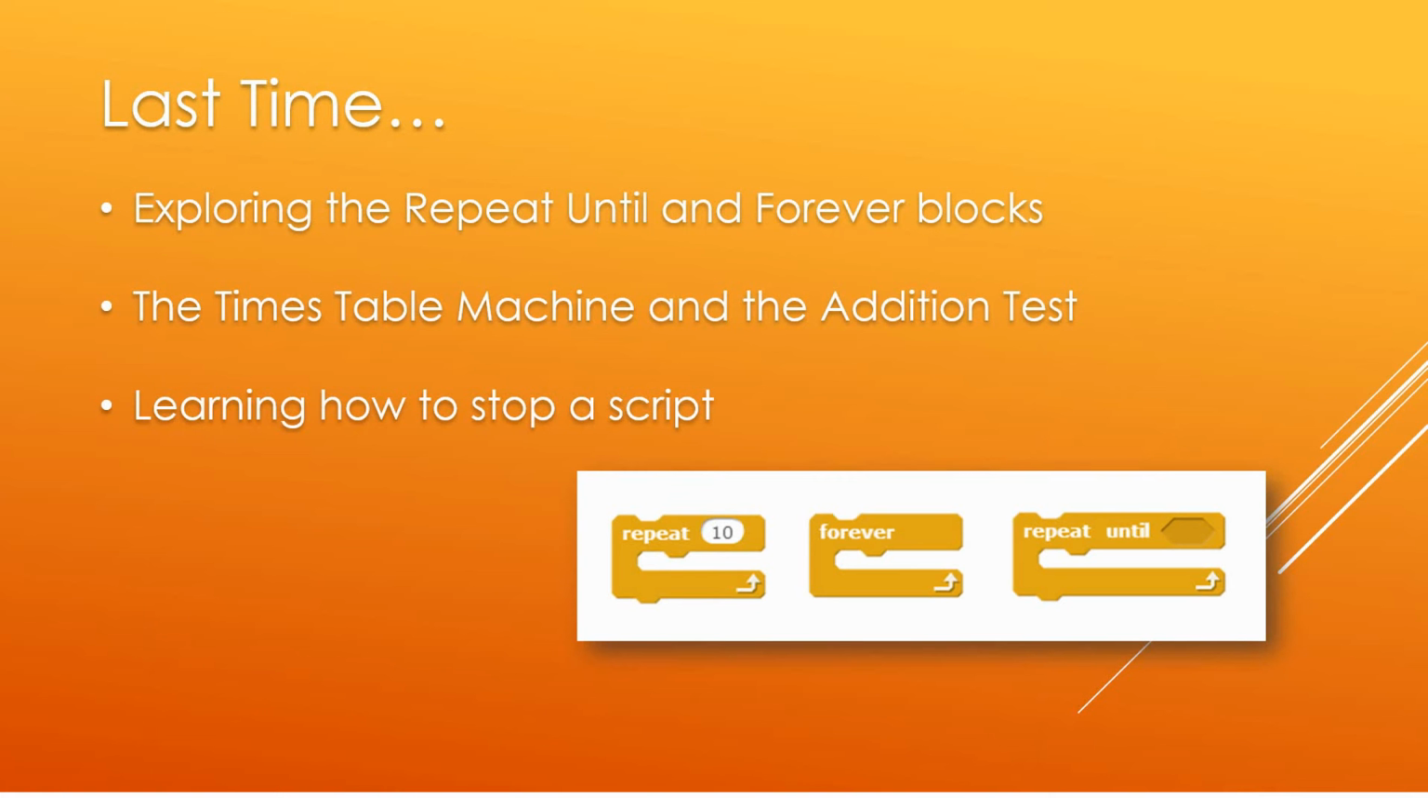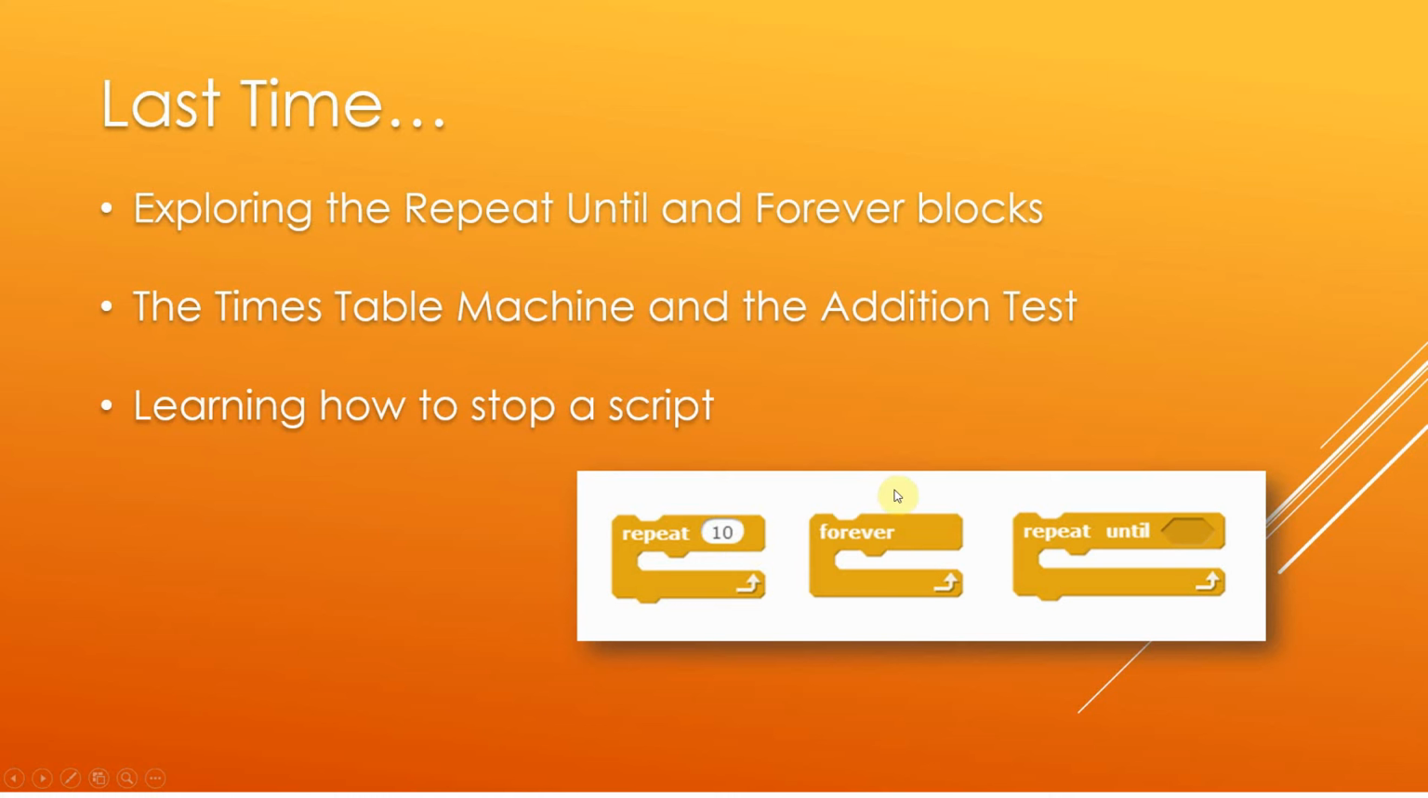Alright, last time in our previous lesson we explored the repeat until, which is over here on the right, and the forever blocks. They're quite similar to the repeat number loop, which we've been using for many lessons now. The repeat until is also known as a conditional loop because it has a condition in this hexagonal block which must be met before the loop will stop, whereas the repeat number block is actually a counter loop and will repeat regardless the number of times that you enter over here.